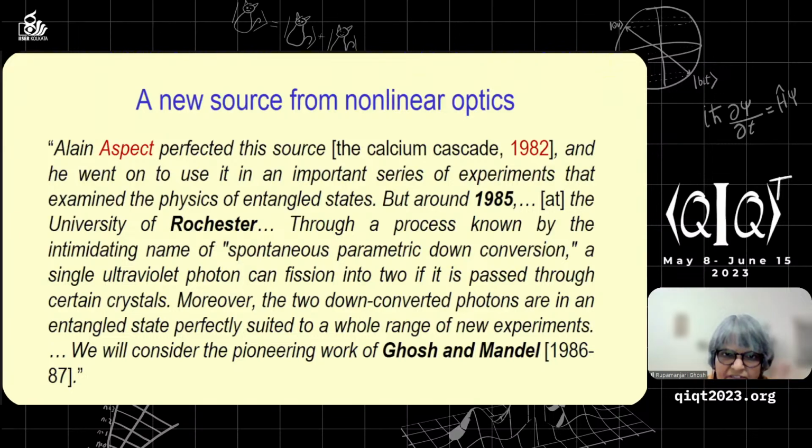So Alain Aspect had perfected his source, which is the calcium cascade, that was done around 1982. And in 85 to 87, this is what I did at University of Rochester, using spontaneous parametric down conversion. I had a single UV photon that can fission into 2 infrared photons if it is passed through certain crystals. Photon plus photon interaction is very weak. It doesn't happen, but if you mediate by a material, this is what the trick was. And this book actually called our work a pioneering work, because it's the first time anybody actually saw such a source of entangled photons. It was actually shown to be true in this experiment.